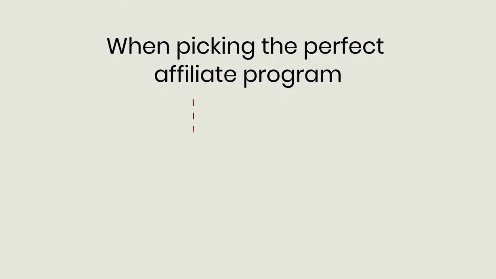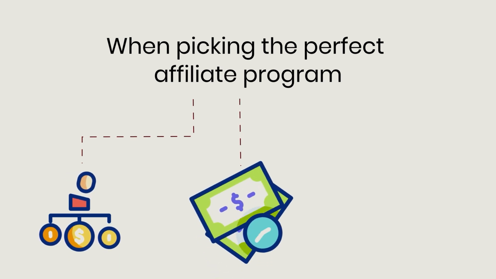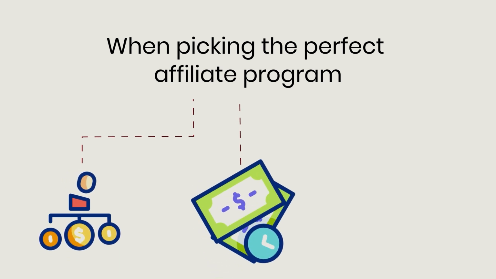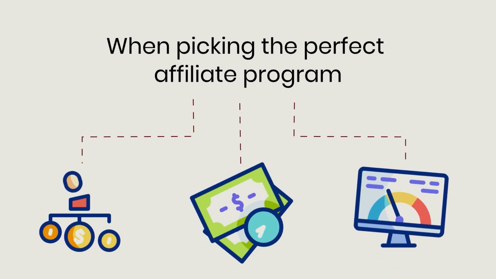Step 2. Choosing the right affiliate program. When picking the perfect affiliate program, look for a clear and rewarding commission structure, regular payouts, whether weekly, bi-weekly, or monthly, and powerful tracking tools to monitor your progress and performance.